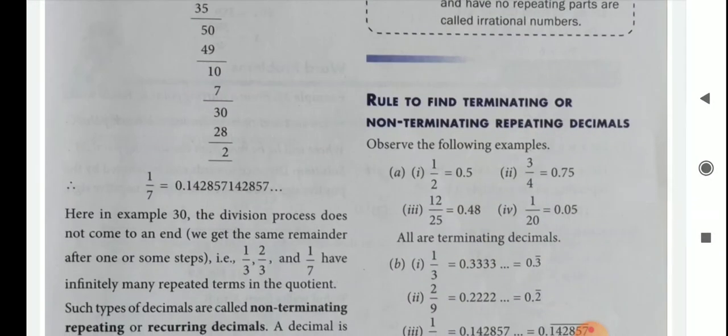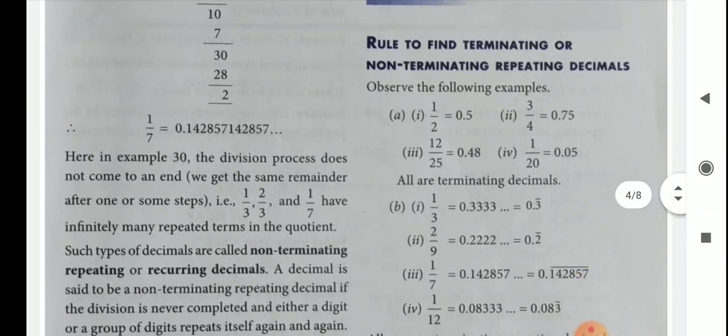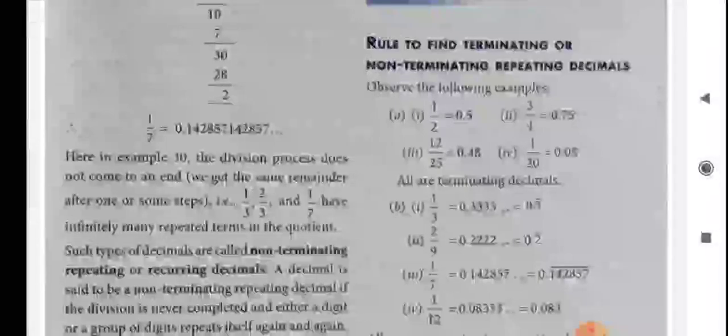Then the rule to find terminating or non-terminating repeating decimals. Here, just observe some examples. 1 by 2 equal to 0.5, 3 by 4 equal to 0.75, 12 by 25 equal to 0.48, 1 by 20 equal to 0.05. All are terminating decimals.